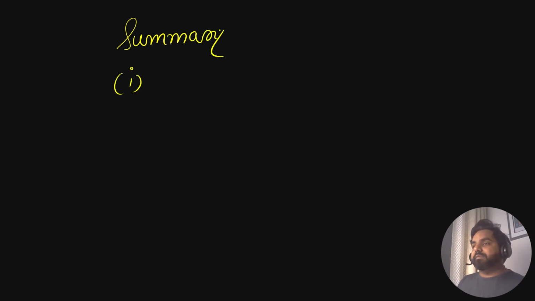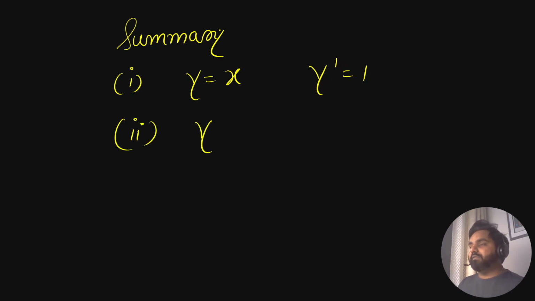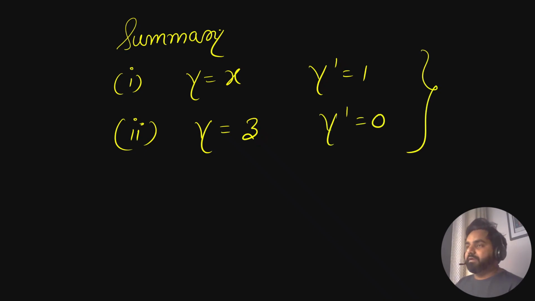So in summary, the first thing you have to remember is the differentiation of x is always 1. And the second thing you have to remember, the differentiation of any constant is always 0. We will be using these multiple times, so you need to remember this stuff. You don't have to prove it all the time. Just remember it.